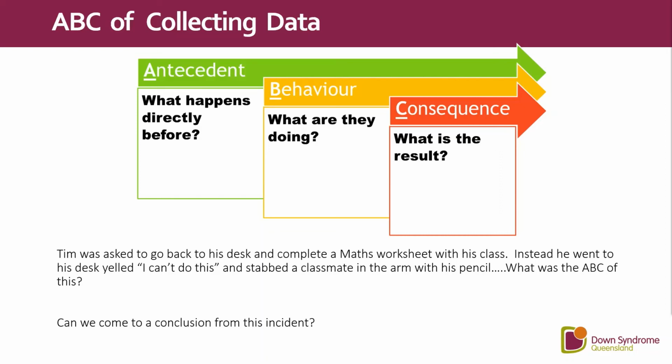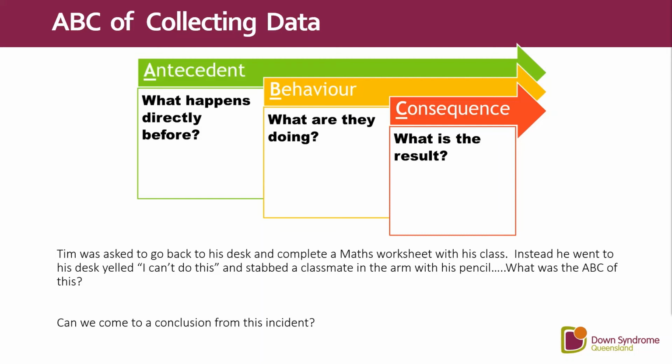Then B is the behaviour. What are they doing? What are we seeing? C is the consequence. What happens right after the behaviour? And then look at the patterns. Does the behaviour only occur in a specific place or when a particular person is present?